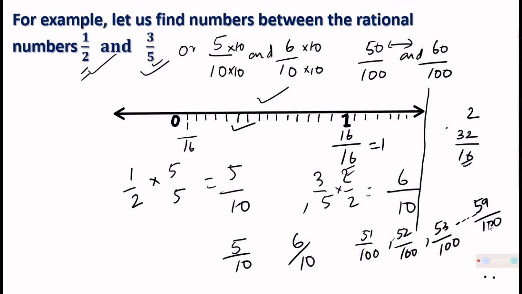Understood? So that is one thing I want to say at this time, how to find numbers in between two rational numbers. Understood?